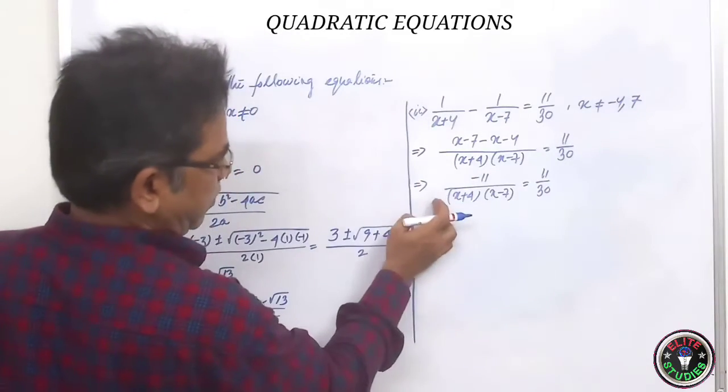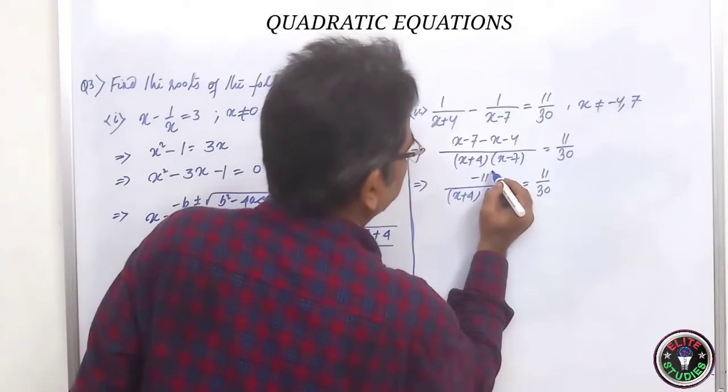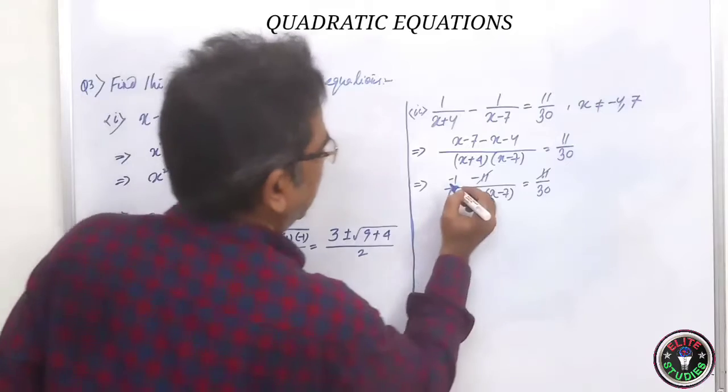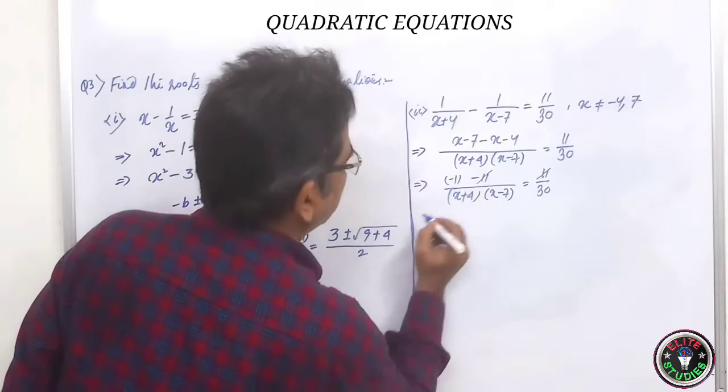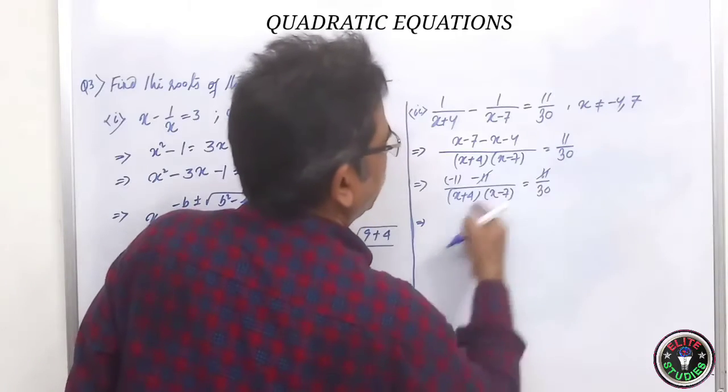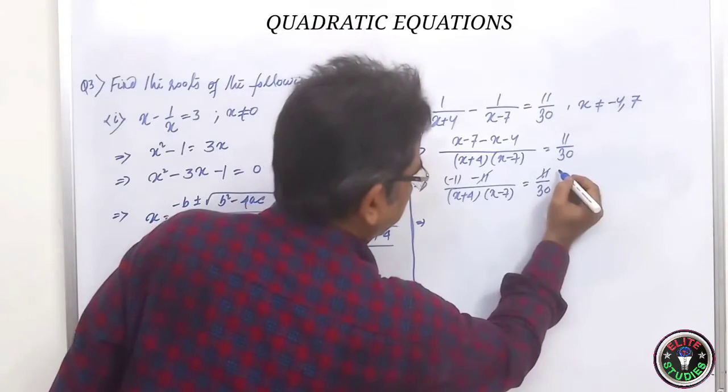So if you divide by 11 on both sides, this will get cancelled out. So you will be left with minus 1 here, isn't it? You will be left with minus 1. So it will be equal to what? If you cross multiply, it is 1 here, it is 1 here.